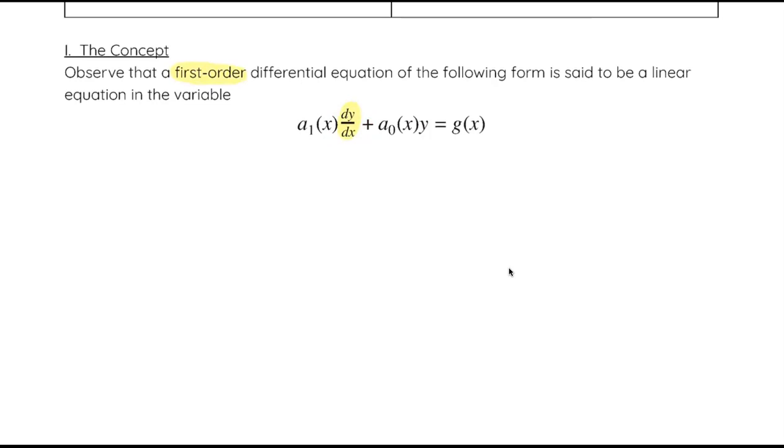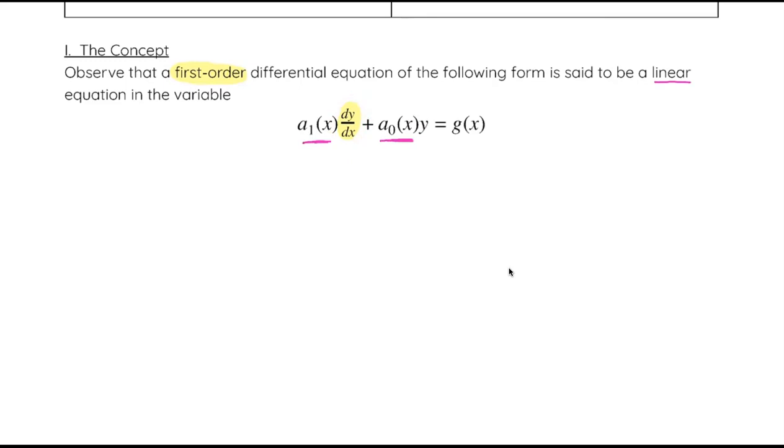And it's said to be linear if we have the following. Linear, meaning we're going to have all of these coefficient functions that are only going to be in terms of x. And the first order part, again, comes from that dy dx. Okay, so the linear part is that we have coefficients that are at most in terms of x, okay?